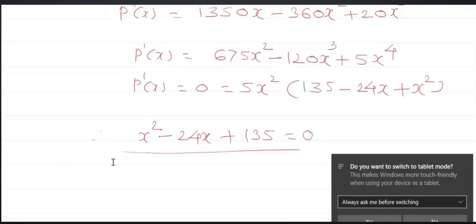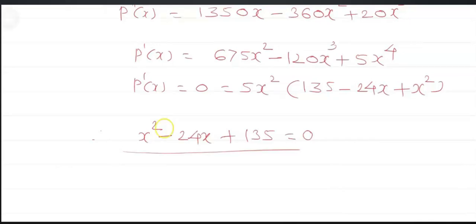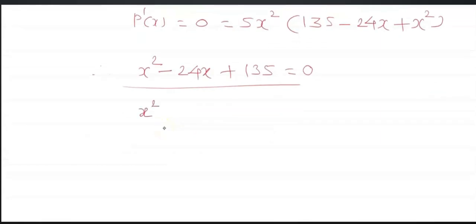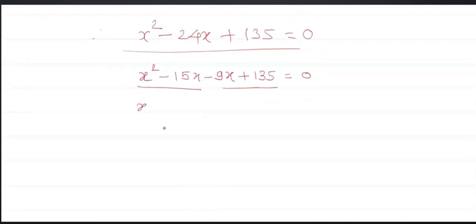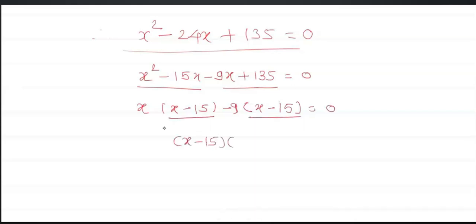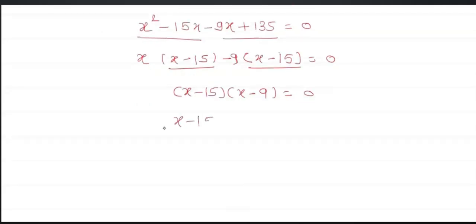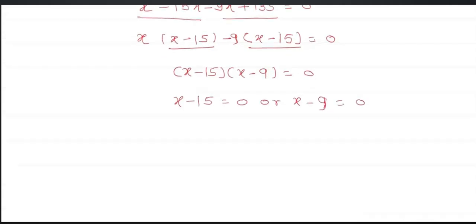Now factorize this. x square minus 15x minus 9x plus 135 equals 0. Taking x as common, in the bracket you will get x minus 15, and taking 9 as common, in the bracket x minus 15, equals 0. Therefore, x minus 15 in the first bracket, and in the second bracket x minus 9 equals 0. Therefore, x minus 15 equals 0 or x minus 9 equals 0. Therefore, x equals 15 or x equals 9.